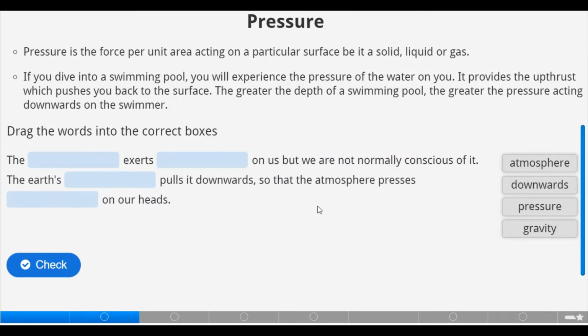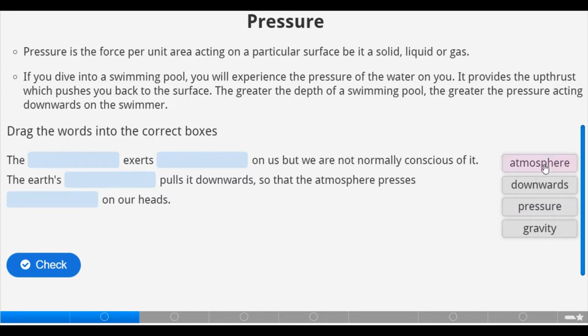If you dive into a swimming pool, you will experience the pressure of the water on you. It provides the upthrust which pushes you back to the surface. The greater the depth of a swimming pool, the greater the pressure acting downwards on the swimmer. With this explanation, let's drag the following words into the correct boxes.